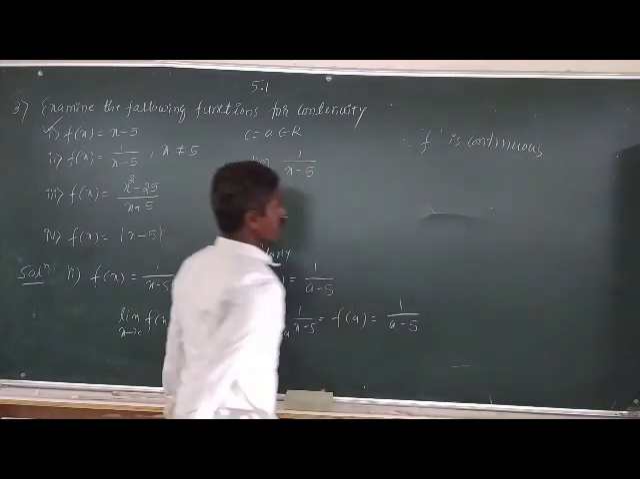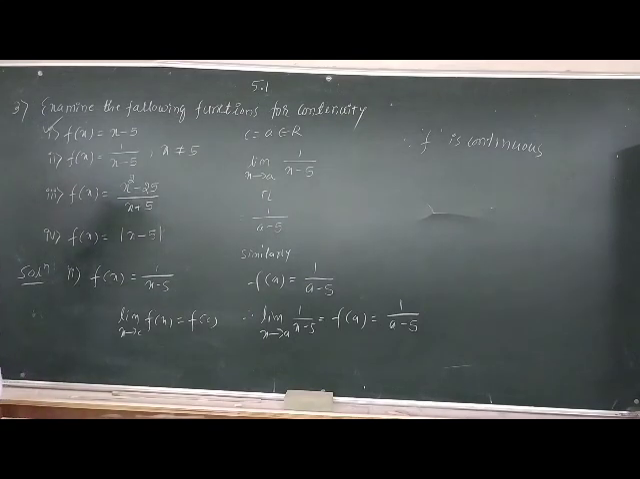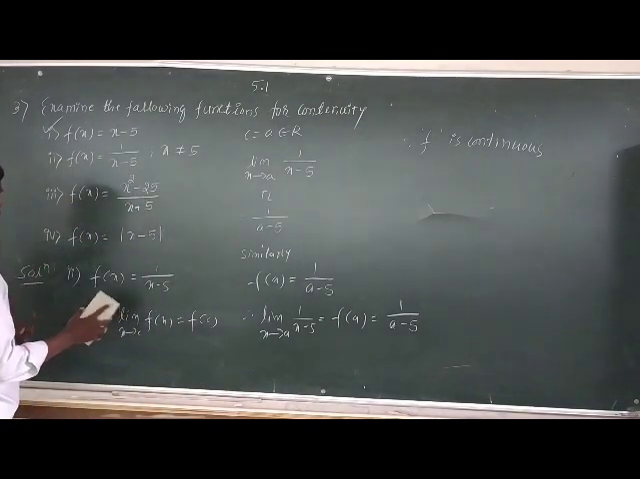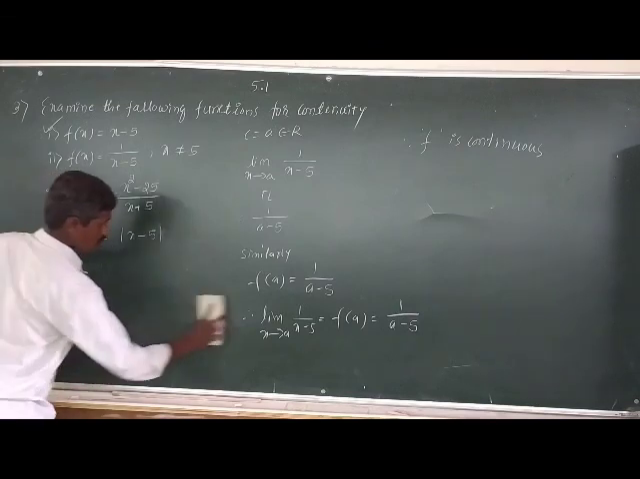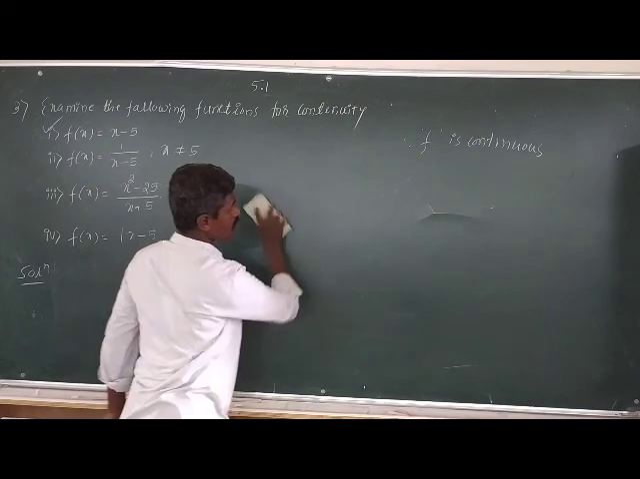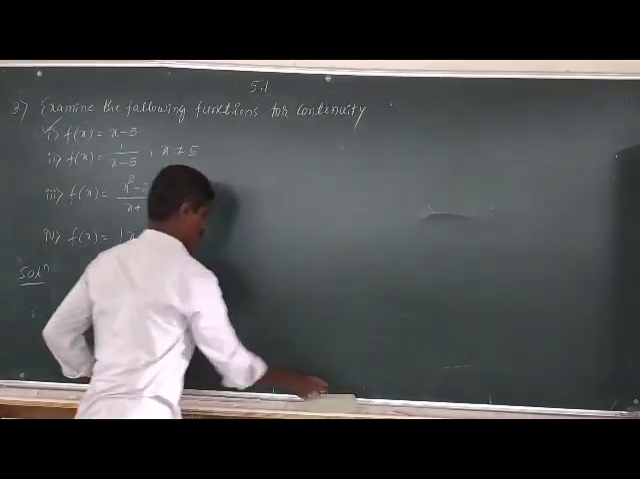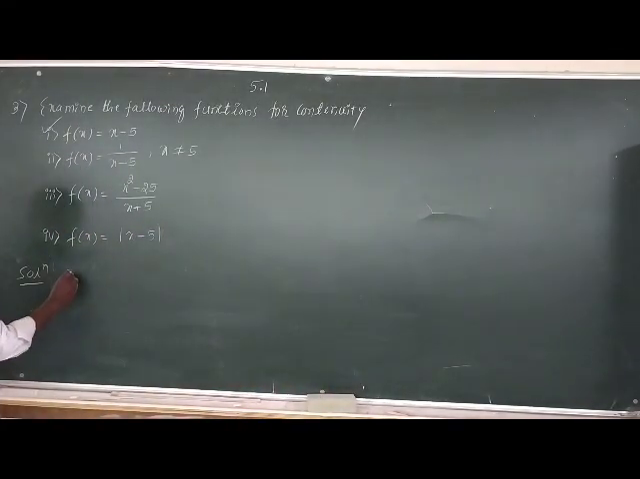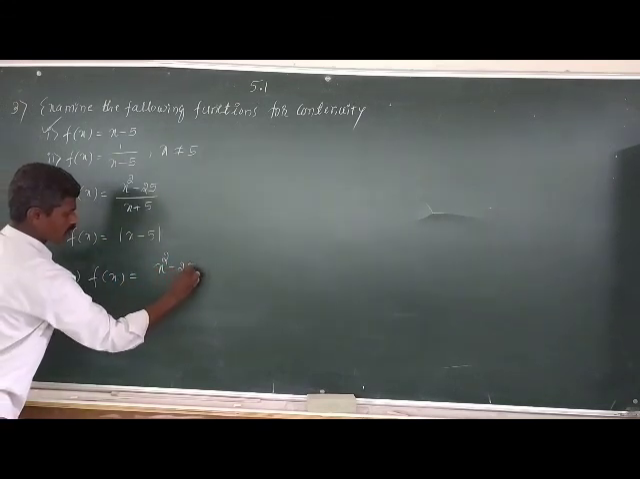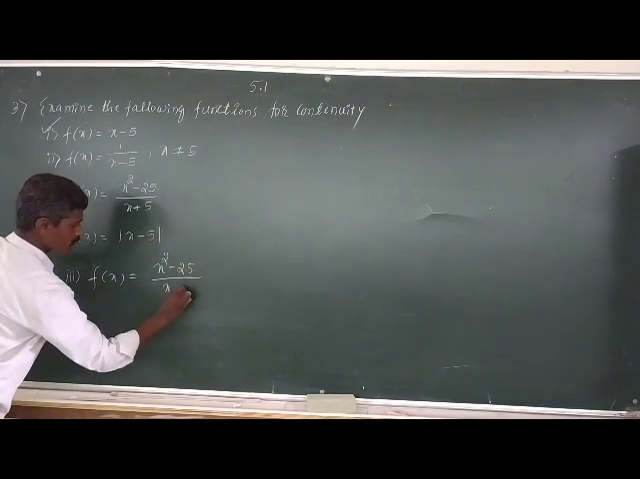F is a continuous function. Now, similarly, third example. That is f of x is equal to x square minus 25 divided by x plus 5.